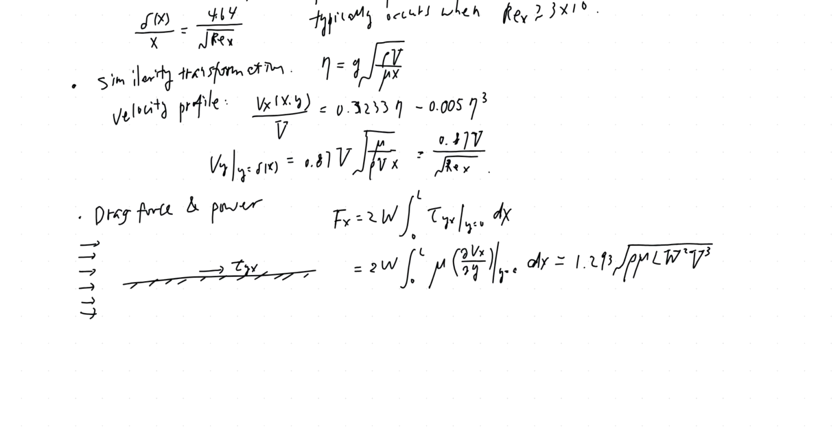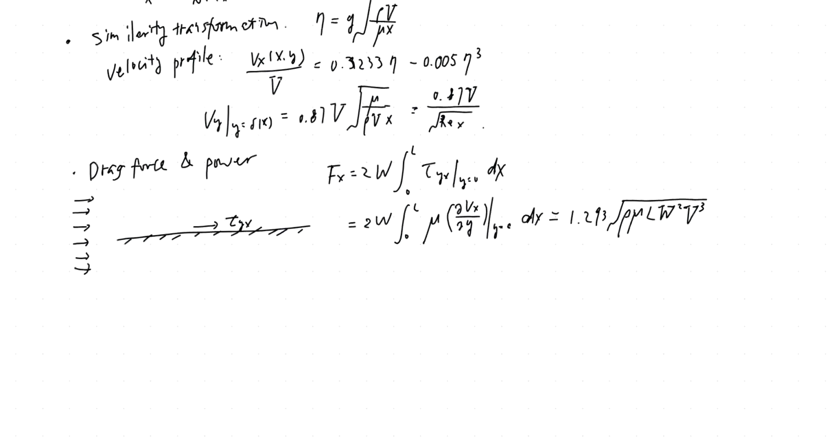Now this is the force. And in terms of power, we know power is force multiplied by velocity. Here the velocity is the incoming velocity. So you get power equal to Fx multiplied by V, the incoming velocity. And you get 1.293 times the square root of ρ μ L W² V to the power of 5.